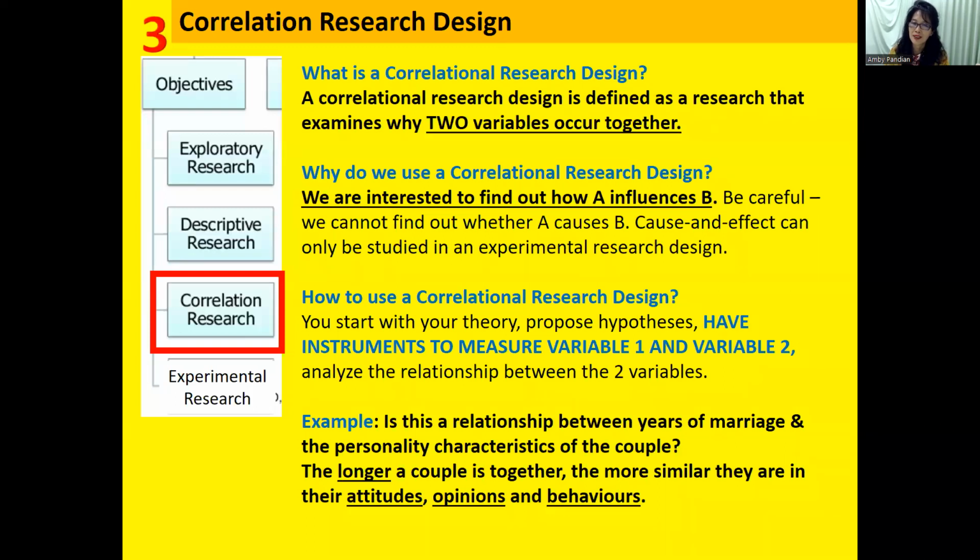Now, third type, correlational research design. And this is also very interesting. Correlation, you know, two things happen together, but one may not cause the other.